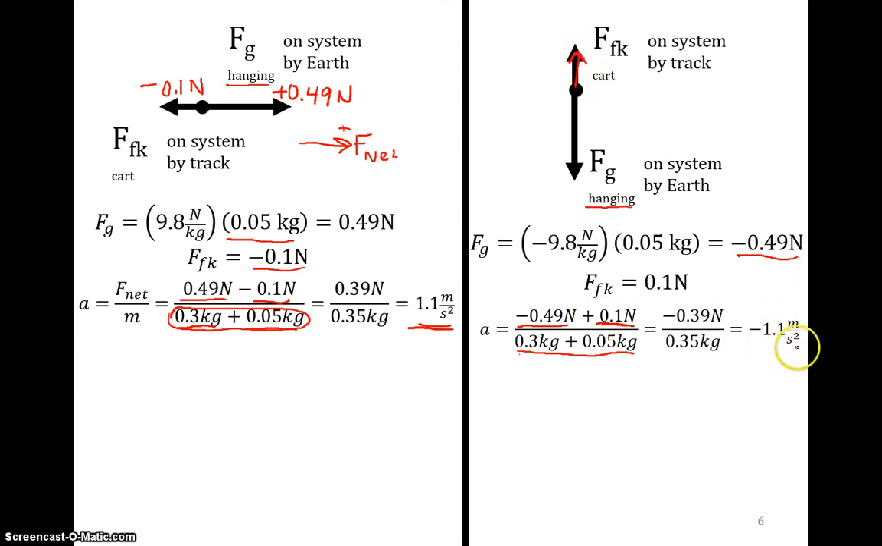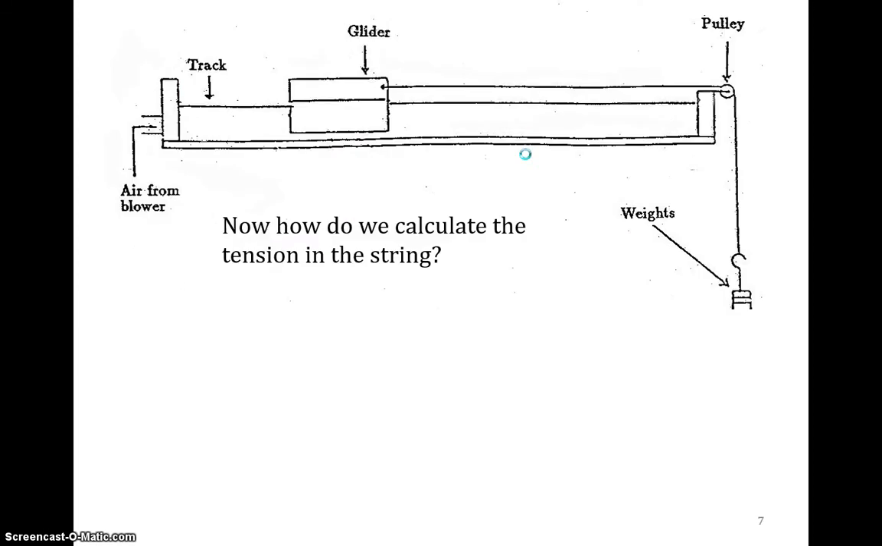Well, hey, that's a negative sign. That's different from before. It's different because from this viewpoint, we have an F net that's going down. Our system is moving in two different directions at once, because it's going to the right and it's going down, so that's why I have a negative F net.